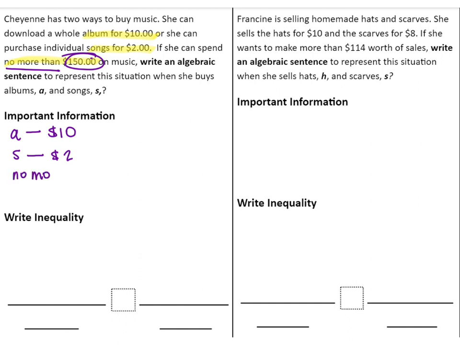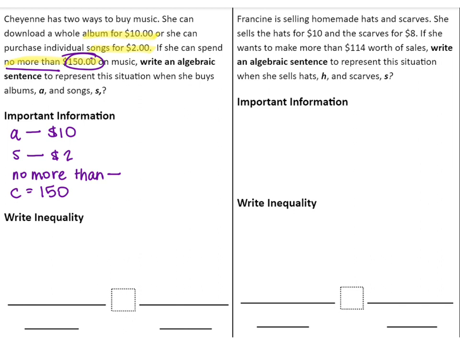No more than, okay, which is going to tell me something about what symbol I need, and then my total. So I'm going to say that's my C value in my AX plus BY equals C, is 150. So to write my inequality, I'm just going to start by writing my left side and then my right side, my two expressions.